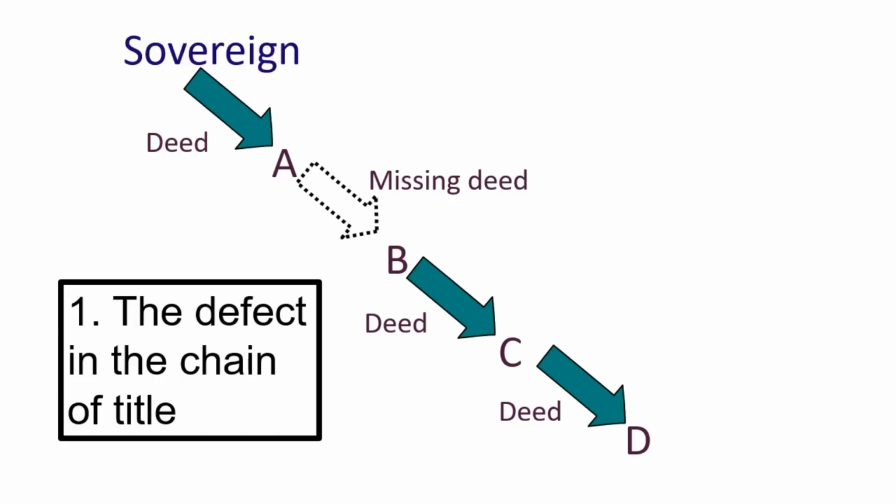Remember, we talked about chains of title before. A chain of title is a set of deeds or wills or other documents that go from the sovereign government through a series of owners down to the present owner. In the example that we have on the screen, we have the sovereign deeding to A, who deeds to B, who deeds to C, who deeds to D. So D believes and intends, expects to be the owner.